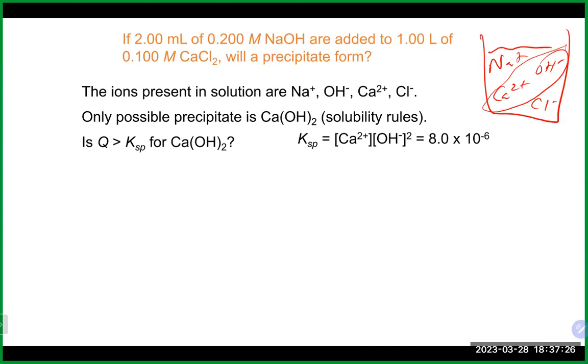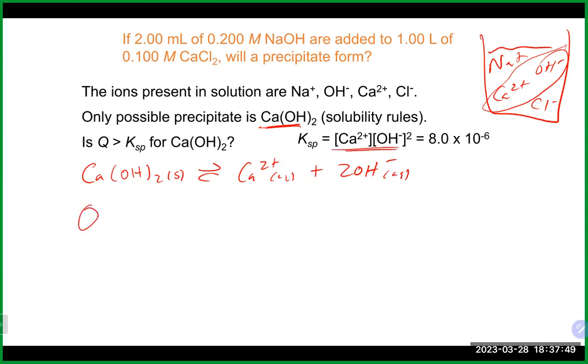Okay, let's take a look here. So again, our possible precipitate is calcium hydroxide, which would break apart into a calcium ion and a couple of hydroxide ions. So our KSP would look like that. Our Q would also look like that. It would be the calcium concentration times the hydroxide concentration, and again, we would square it.